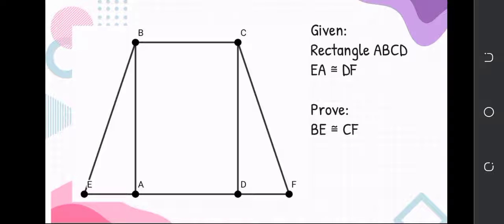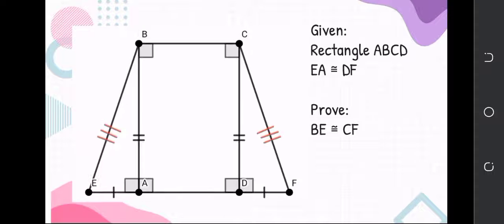Now for the third geometrical statement that we have to prove. The given is rectangle ABCD, and another given is EA is congruent to DF. We have to prove that BE is congruent to CF. We have to put the markings.